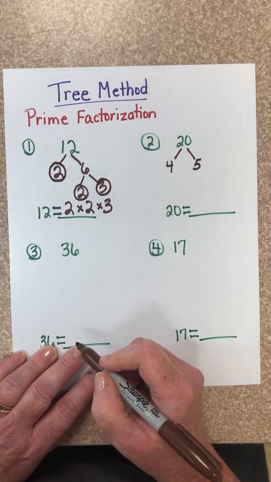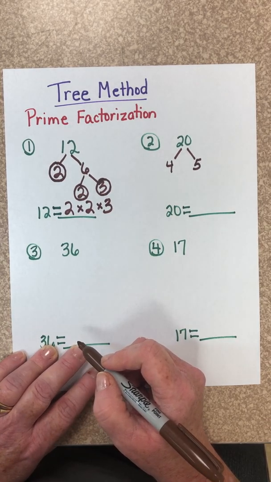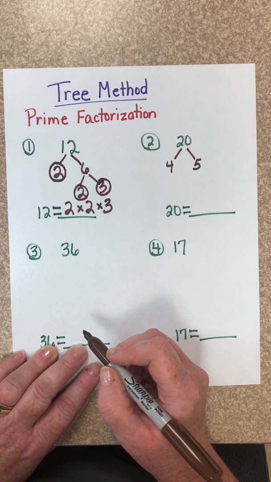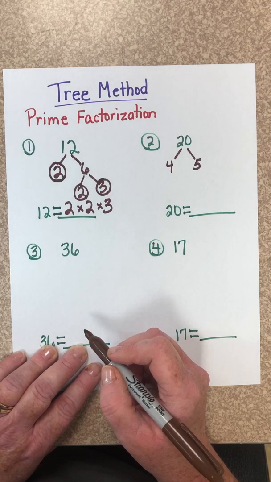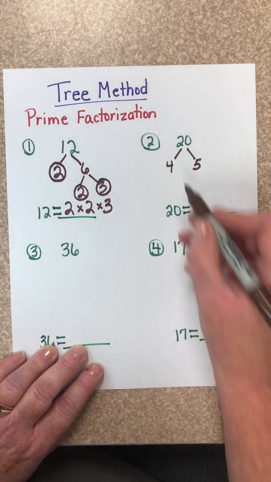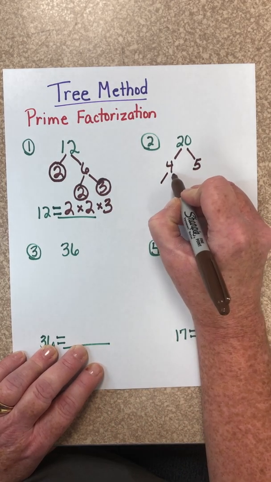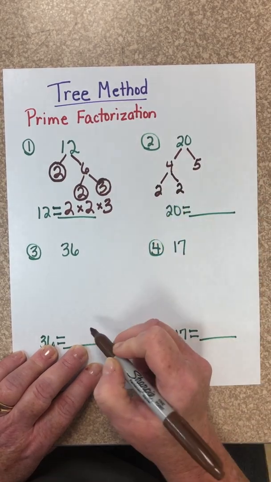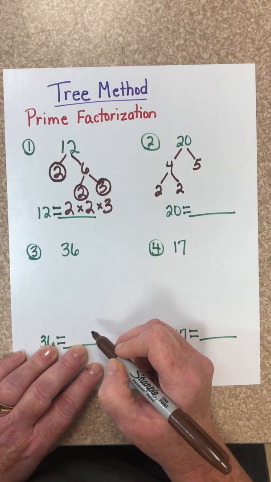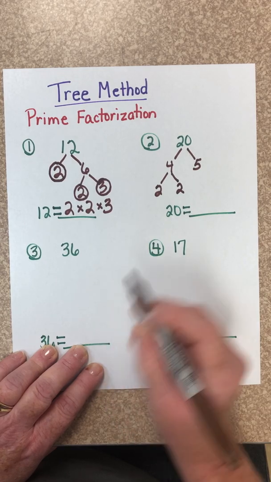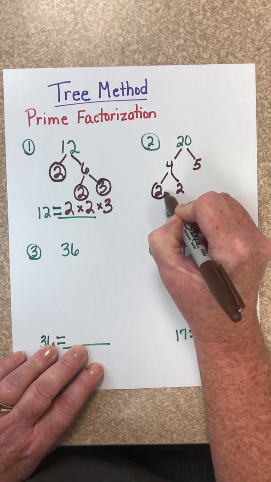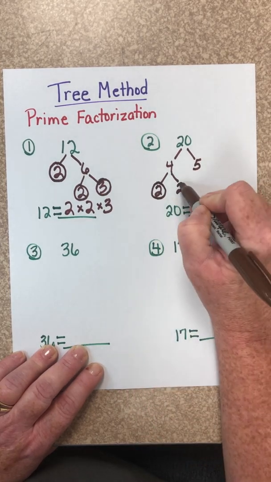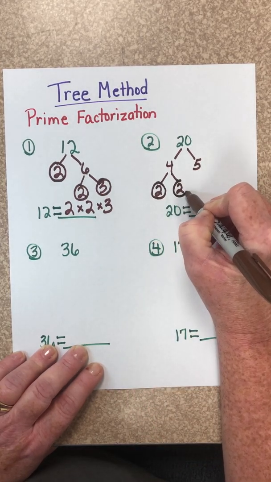So we have to ask ourselves, well, 4. Is 4 a prime number? Or can we break it down into 2 more factors that could be prime factors? Well, yes, we can. What times what is 4? Well, 2 times 2 is 4. Is 2 a prime number? Yes, and when we say yes, we circle it, saying that that part is finished. And that means that this 2 is prime, so we'll circle it.